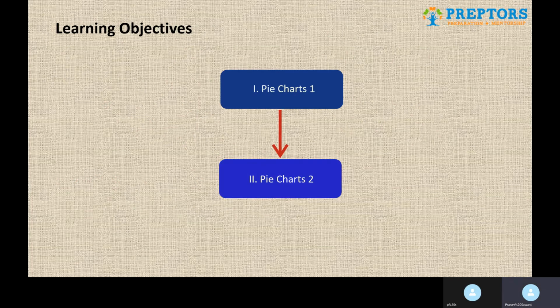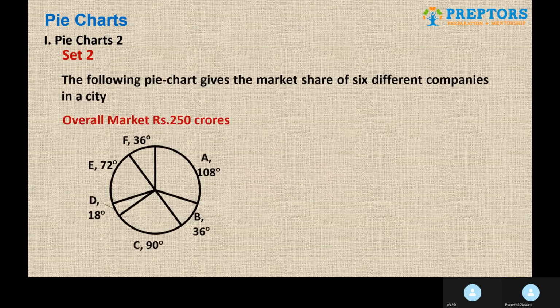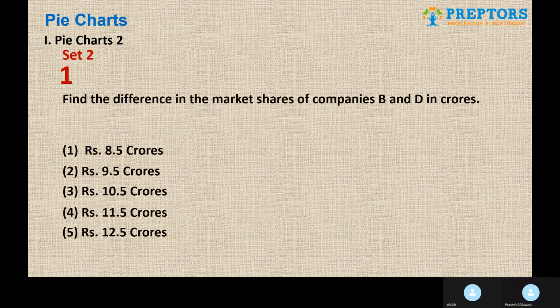Let's move to the next set. The following pie chart gives the market share of 6 different companies in a city. The overall market is of 250 crores, and they gave us the market share of 6 different companies. Move to the first question. Find the difference in market share of companies B and D in crores.